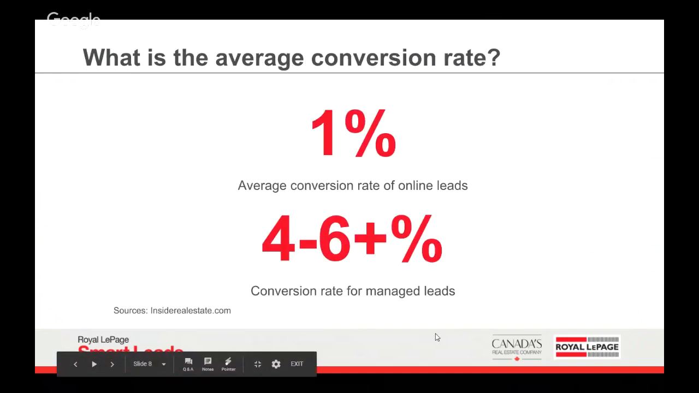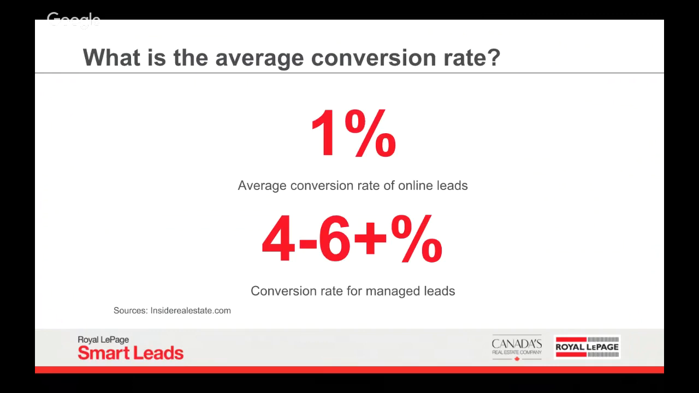Now, you might find yourself wondering, well, what is the average conversion rate? The average conversion rate for online leads is 1%. But for managed leads, it can go up to 4 to 6 or even higher. Now, you might be looking at this 1% and thinking, wow, that's really low. And yeah, the reason for that is the way people contact.